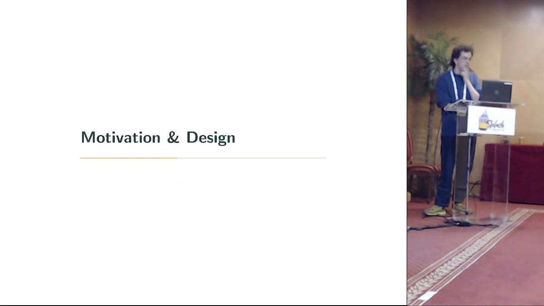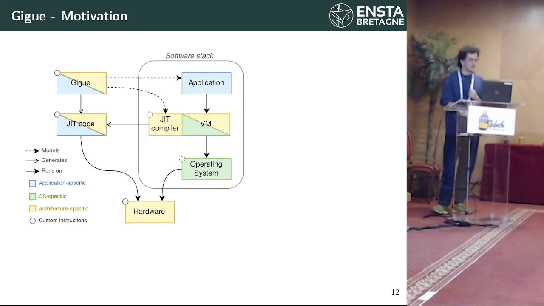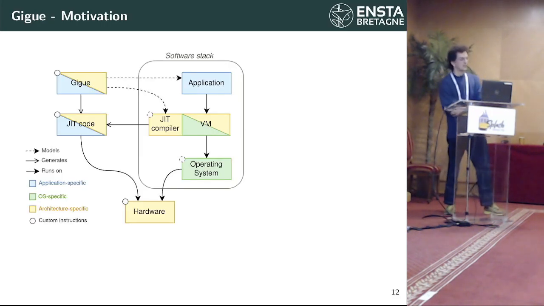So, some motivation and design of Gigue. In the team, we are mostly hardware developers, and when we would like to make a JIT-specific extension, JIT-specific custom instructions, this means that we have to support the whole software stack. And as RISC-V is still unstable, we'd like to get something way simpler and flatten the stack to get a meaningful representation of what might be the JIT code region.